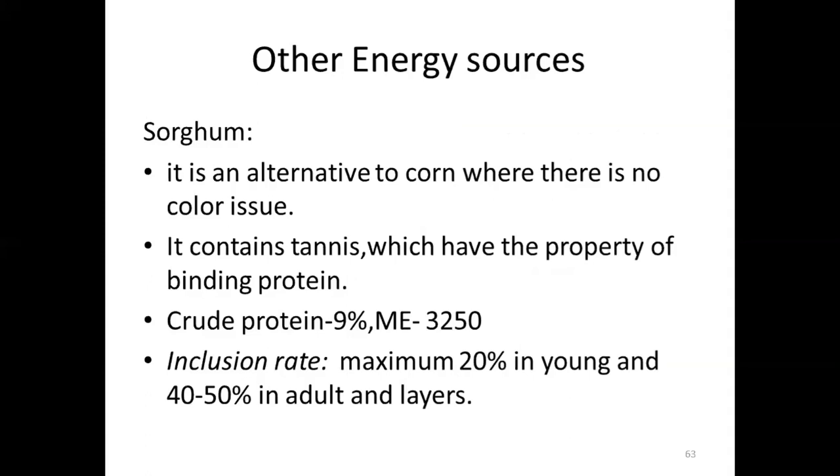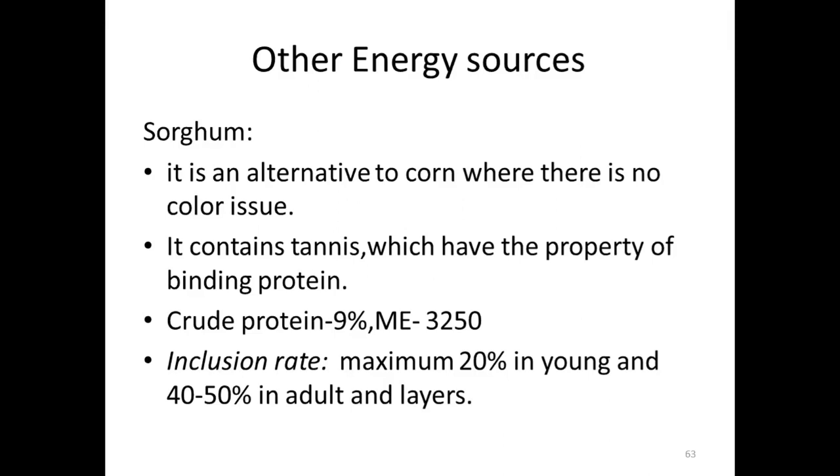Similarly, another energy source is sorghum. It is an alternative to corn, and there is no color issue. If there are no color issues, then we can replace the maize with sorghum, but we are not using it. It contains tannins. Due to this anti-nutritional factor, tannin, which binds the protein, it cannot be used properly. Crude protein is 9% and metabolizable energy is similar to maize, 3,250. Inclusion rate is maximum 20% in young and 40 to 50% in adult layers.